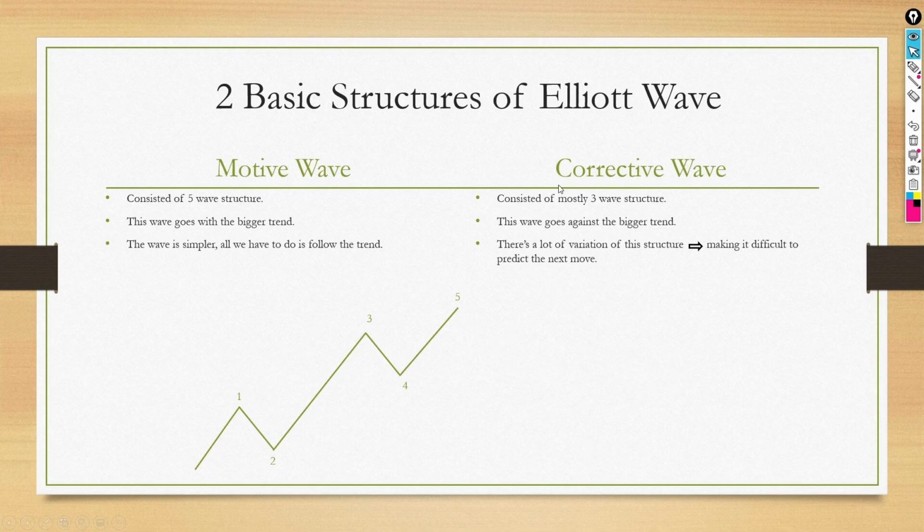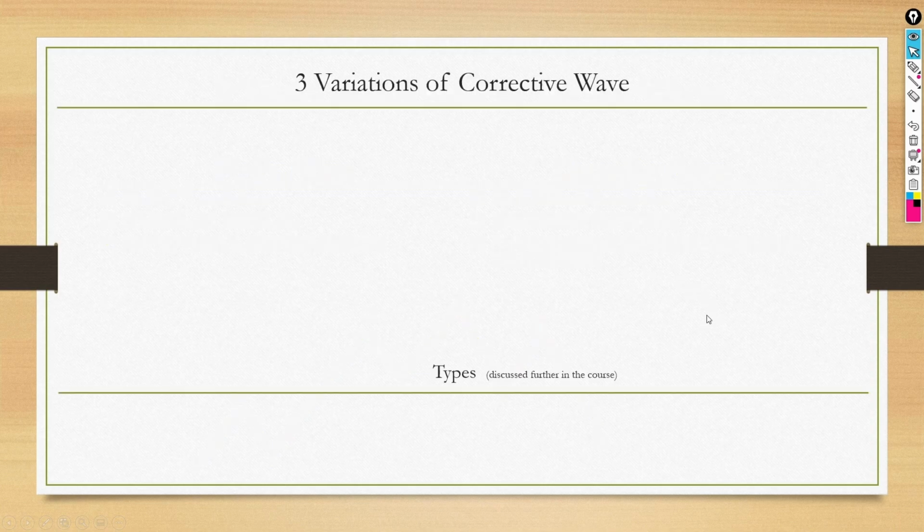But a corrective wave mostly consists of a three-wave structure like this: A, B, and C. This wave goes against the bigger trend, and there's a lot of variation to this structure, which makes it very difficult for us to predict the next move. So let's talk briefly about the three variations of corrective wave.